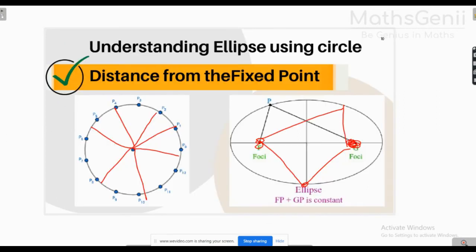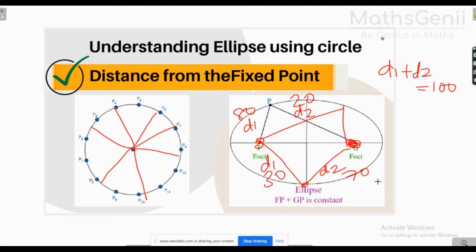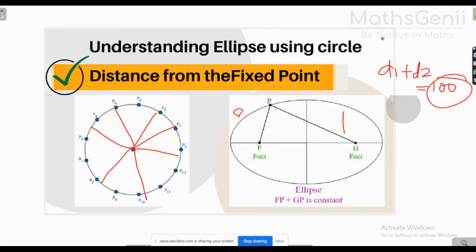What does that mean? Sum of the distance means if this is d1, this is d2. So d1 plus d2 is, suppose, 100. So in this case, this will become d1, this will become d2. This is also going to be 100. Suppose this was 80, this was 20. Going here, it became 30 and this became 70. But the addition will always be 100. So the sum of the distances will always be constant, any constant number.